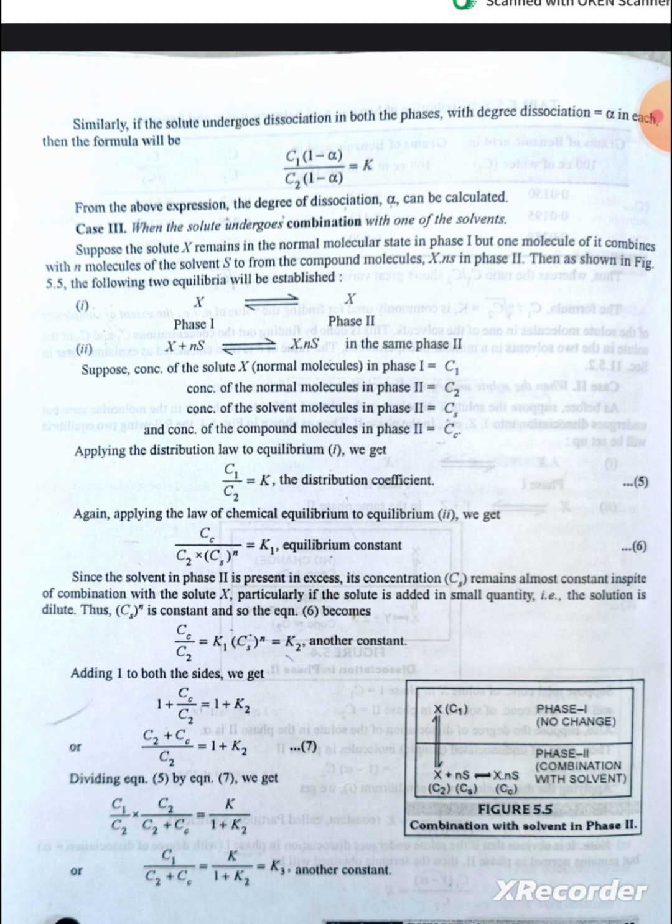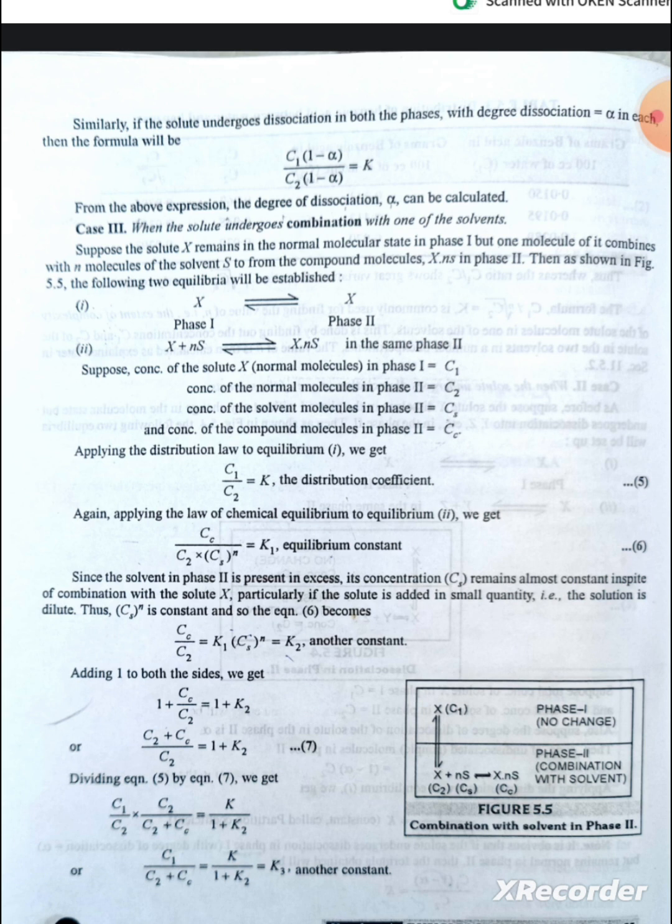to K1. Since the solvent in phase 2 is present in excess, its concentration remains almost constant in spite of combination with the solute X, particularly if the solute is added in small quantity, that is, the solution is dilute. Then Cs to the power n is constant, and so the equation becomes Cc by C2 is equal to K1 into Cs to the power n, which is equal to K2, another constant. Adding 1 to both sides, we get (C2 plus Cc) by C2 is equal to 1 plus K2.